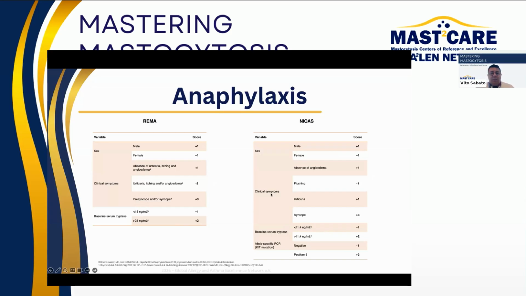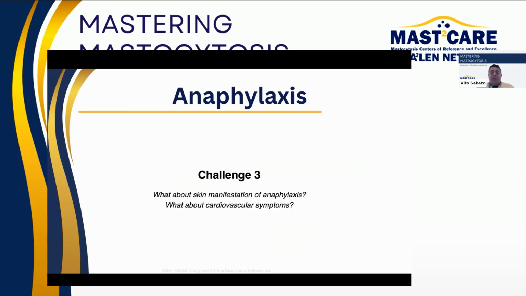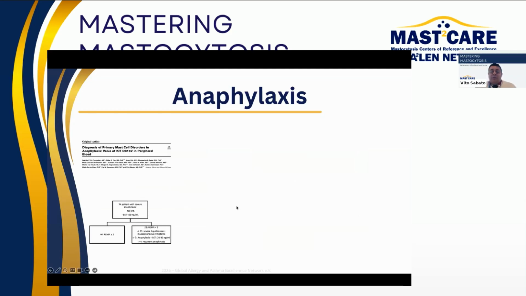Whereas if you go to another score, applied in other settings, mainly in unprovoked anaphylaxis, you will see that different cutaneous symptoms might have different weight in your score. Independently of this, I think that we should add some granularity in terms of whether the cutaneous features are really absent in the context of anaphylaxis in patients with mastocytosis, and which kind of cardiovascular symptoms we are going to consider.